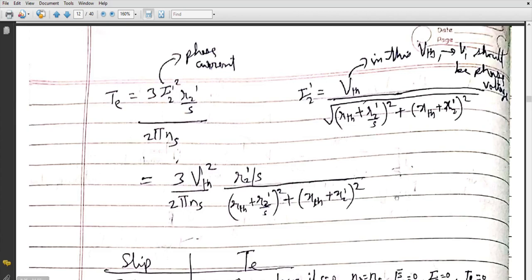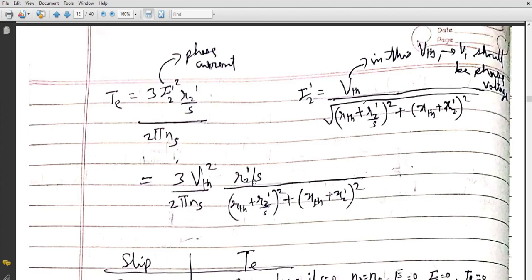In this expression you can see that TE is dependent only on slip. Why? Because once your machine is provided with a source V1, if the source voltage is kept constant, and the stator resistance, the rotor resistance and the leakage reactance, meaning the stator impedance and rotor impedance, are kept constant, since once the machine is designed they are constant, then the electromagnetic torque developed is a function of the slip of the machine, which is continuously changing with time. So this is very important.